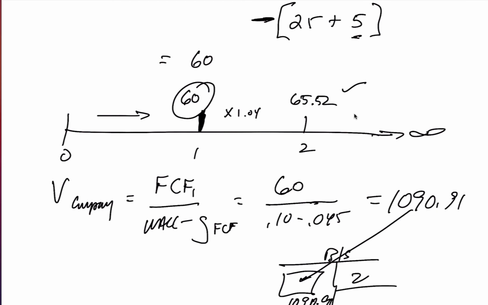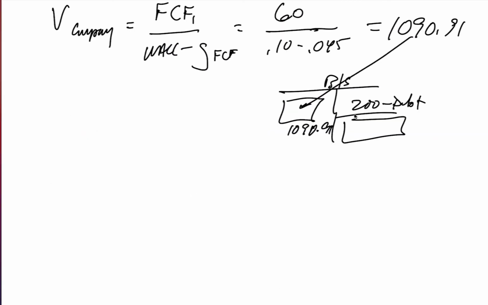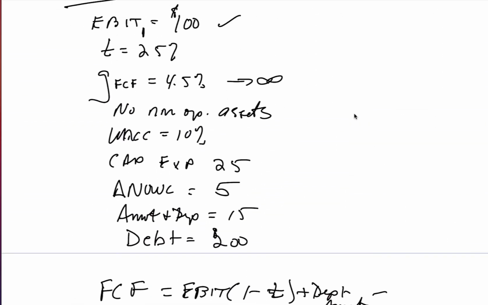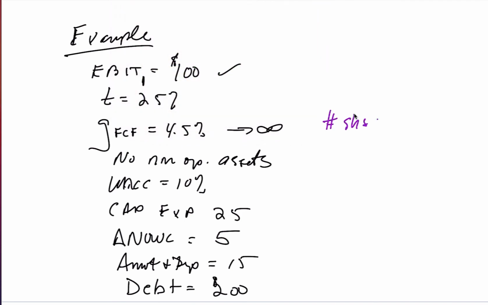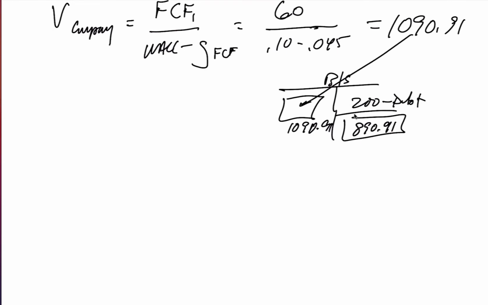$1,090.91. And we have $200 in debt, remember, right here. And so this has to be $890.91. And what I didn't give you is the number of shares outstanding. The number of shares of equity stock outstanding, 40. Okay, 40 shares outstanding, so we divide this number by 40, and we get $22.27 for an estimate of the stock price today.